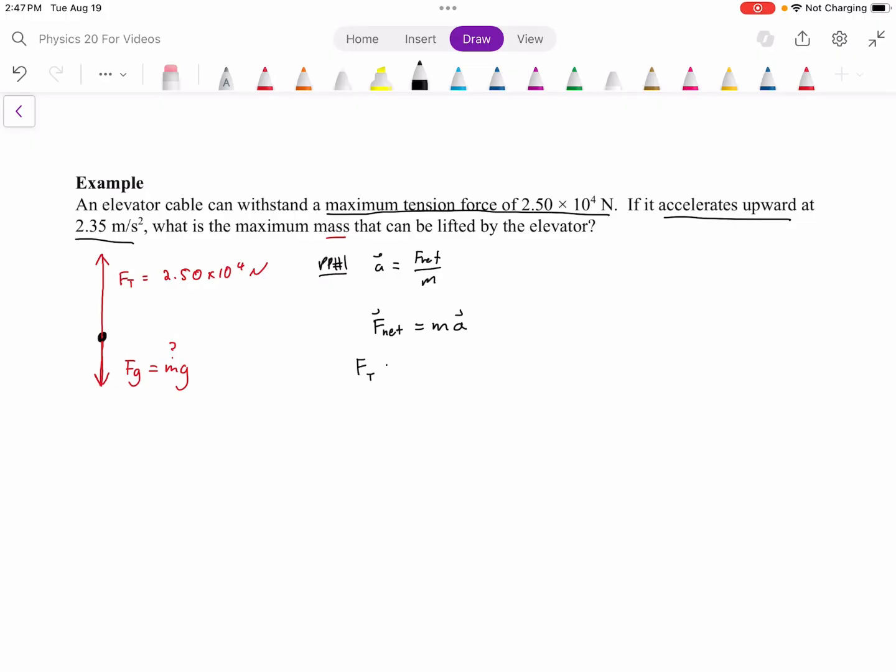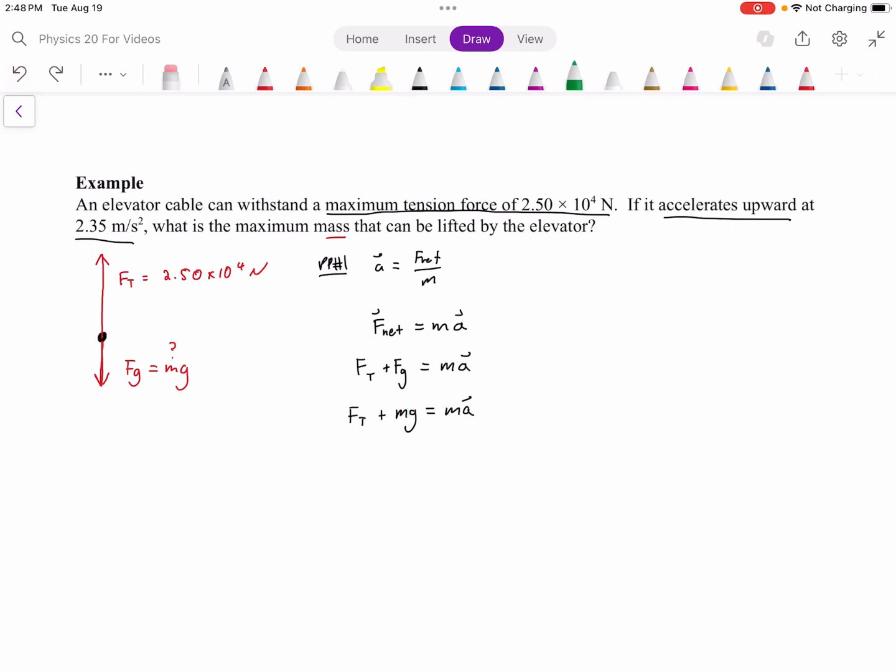Well, we've got tension up and the force of gravity down. Whatever those are together, they have to equal the mass times the acceleration. Now, the mass that we want to solve for is there, but keep in mind it's also in here. We don't know the force of gravity because we don't know the mass, but that's what we're trying to figure out. So Ft plus Fg equals ma, but Fg is just mg, mass times 9.81. Now, we want to solve for mass, but it appears twice in our equation. Don't panic. We can solve this.